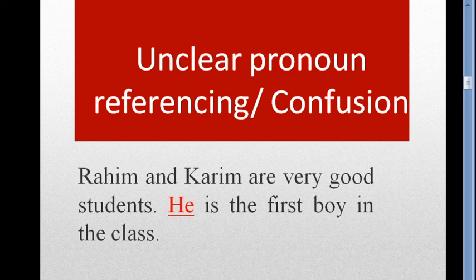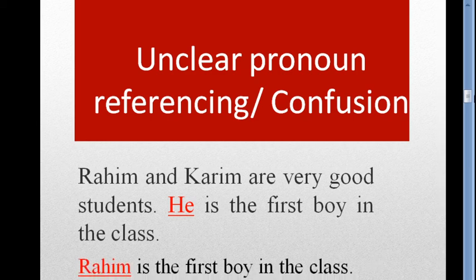Here we have to use a noun instead of a pronoun. So I have used here he. It's not correct. I have to use a noun so that the sentence can be understood very clearly. So what is the right answer? The right answer is Rohim is the first boy in the class.